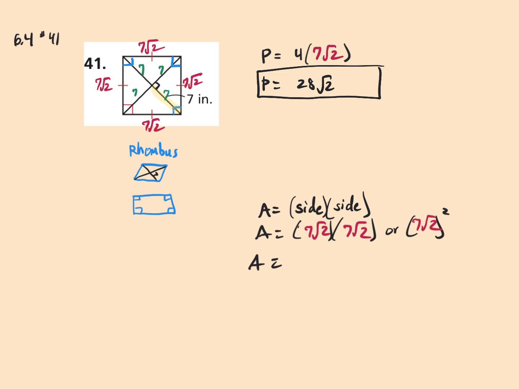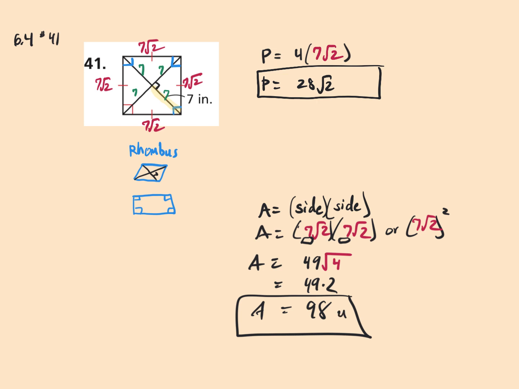So the area is equal to, the numbers on the outside can multiply. 7 times 7 is 49. And the square root of 2 times the square root of 2 is the square root of 4. Or in other words, 49 times 2, which is 98. So the area is 98 square units, and the perimeter is 28 radical 2 units.